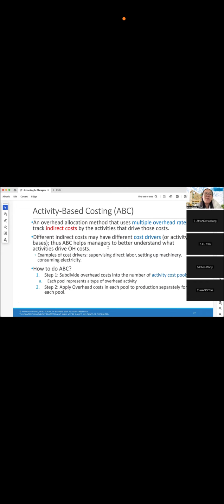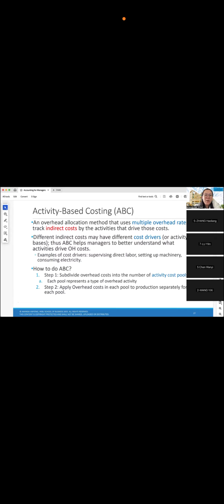This is because different indirect costs can have different cost drivers, and ABC can better help managers understand what the different activities driving the overhead costs are. Some examples of cost drivers would be supervising direct labor, setting up machinery, or consuming electricity. How do we do ABC? We went through this example extensively in class.